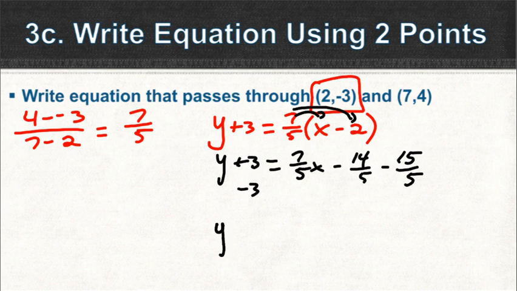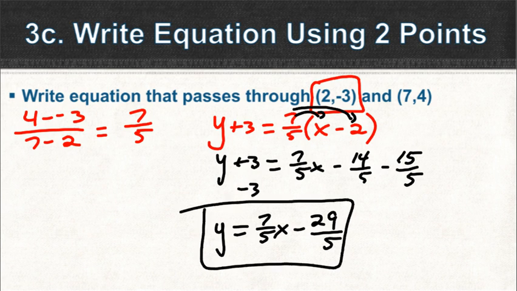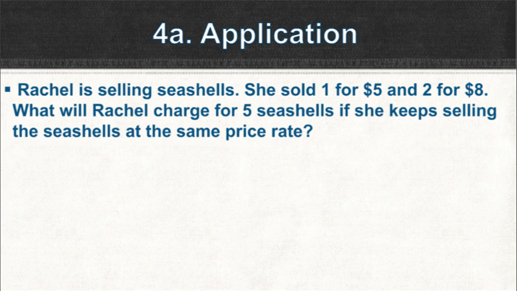Now I can do my subtraction. So I have y equals 7/5 x. Negative 14 minus 15 is a negative 29/5. So this would be our equation. And let's go through some application.